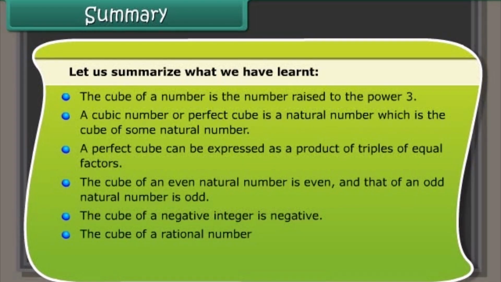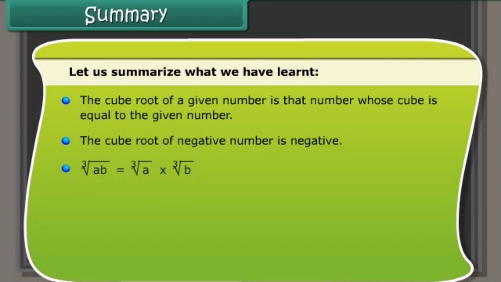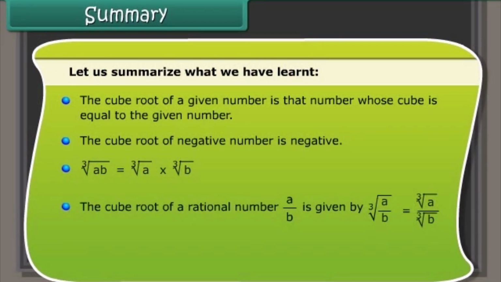The cube of a rational number a/b is (a/b)³, which is equal to a³/b³. The cube root of a given number is that number whose cube is equal to the given number. The cube root of a negative number is negative. The cube root of ab is equal to the cube root of a times the cube root of b. The cube root of a rational number a/b is given by the cube root of a/b is equal to the cube root of a upon the cube root of b.